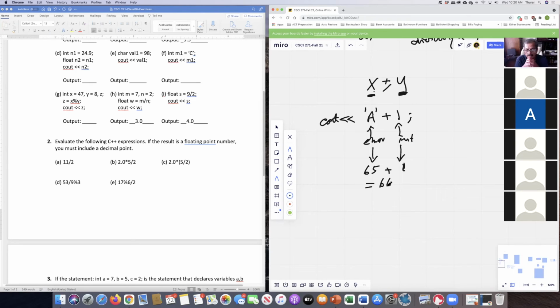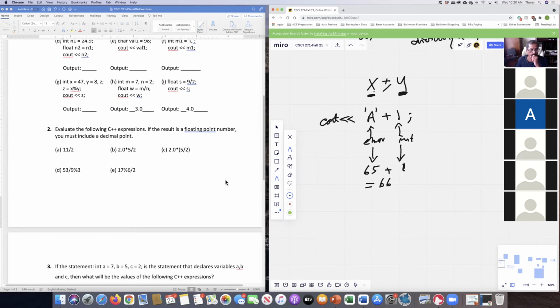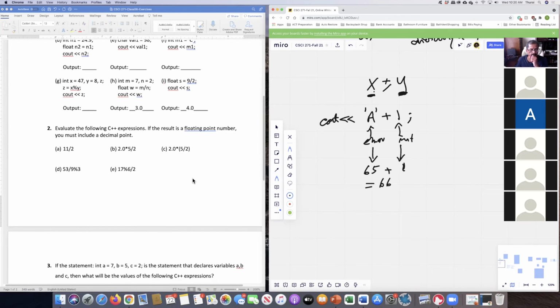Okay, I get it. Thank you. All right. You have to pay attention to the data type, and in any operation, the data type is going to get converted, so pay attention to that.